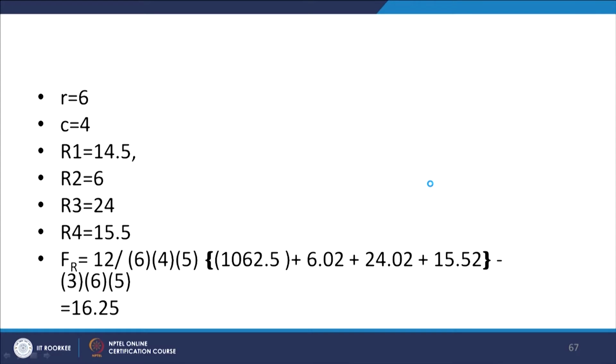Now, let us use R equal to 6 in our case, 6 raters are there, 4 restaurants are there. The rank totals are 14.5, 6, 24, 15.5. Putting into the formula, the score that comes is 16.25. Now, 16.25 is the Friedman's test value, right.